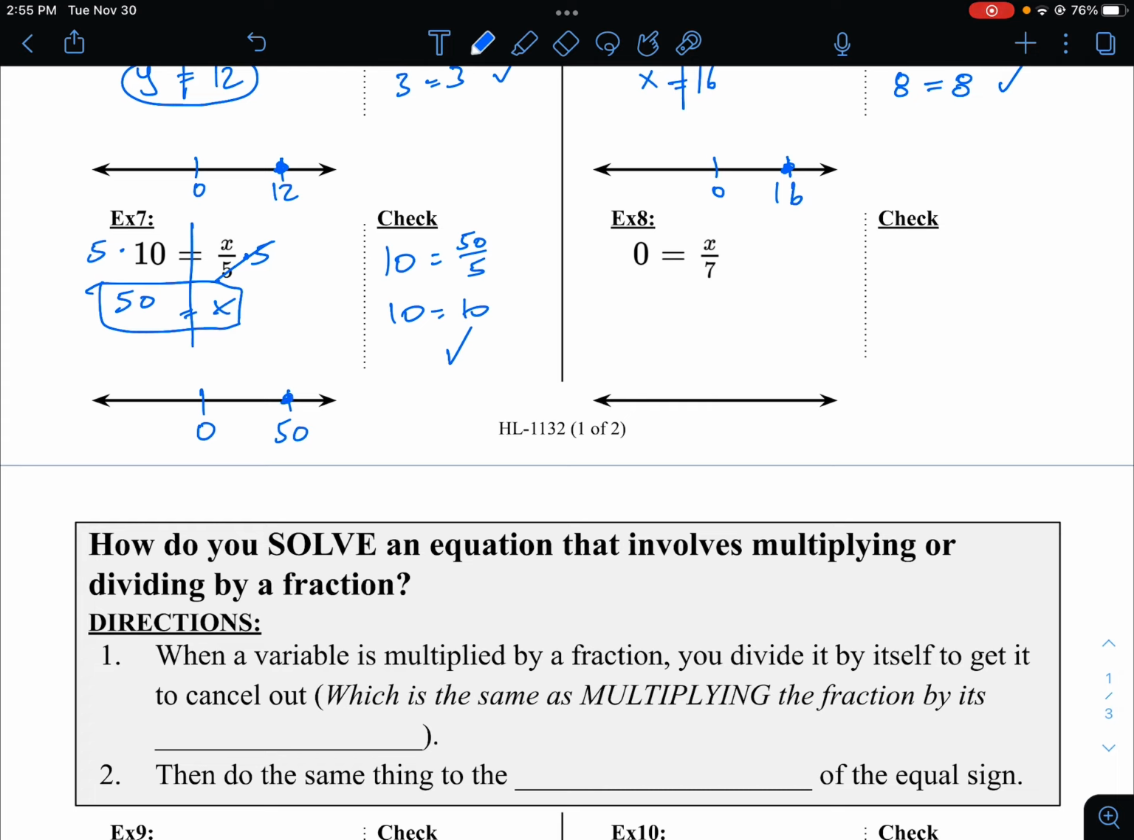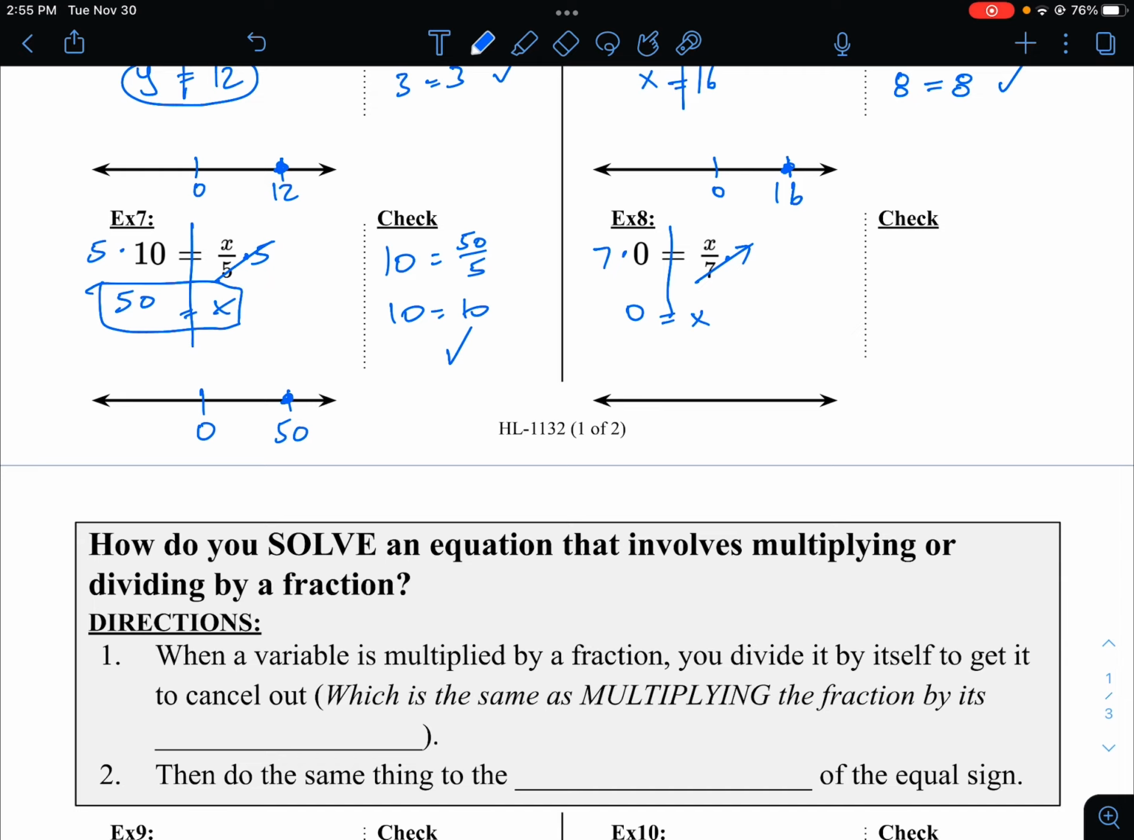And last one, x divided by 7 equals 0. How do I solve this? The opposite of dividing by 7 is multiplying by 7. Multiply both sides by 7. That cancels. 7 times 0 is still 0, so x equals 0.